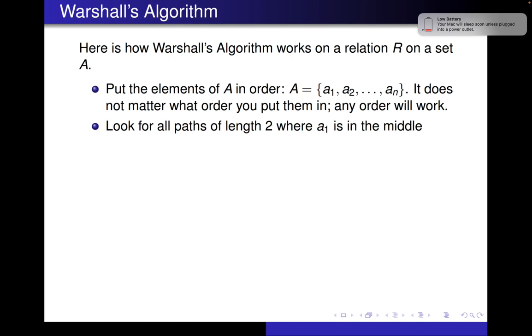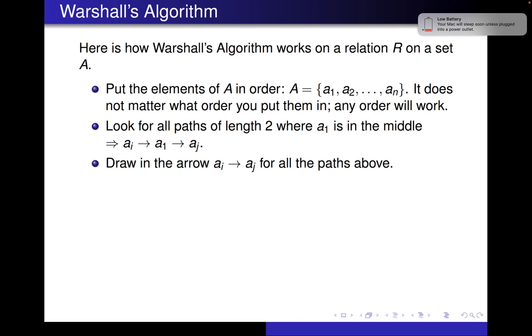So now we're going to look for all the paths of length 2 where A1 is in the middle. So we're looking for one of the AIs pointing to A1 and A1 pointing to one of the AJs. And then what we do is very intuitive. We're just going to draw the arrow from AI to AJ if it hasn't been drawn already.